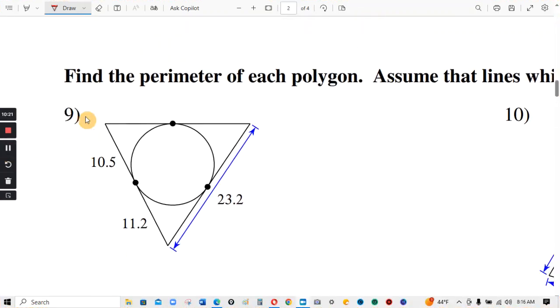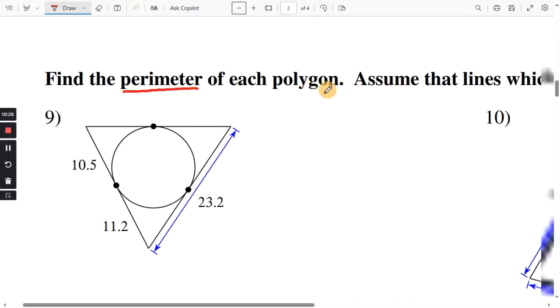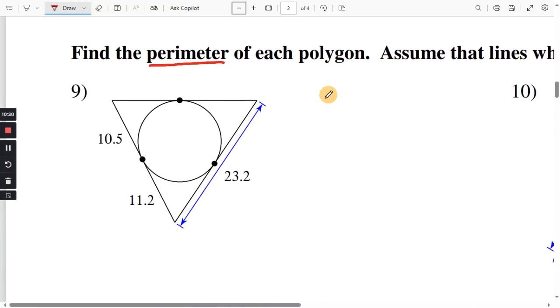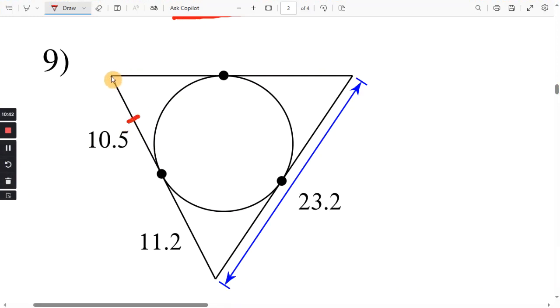All right, in this section, they want us to find the perimeter of each polygon. Assume that lines which appear to be tangent are tangent. Let's look at number 9. We're looking to get the perimeter. Let's look for the segments here. This one here is 10.5. And extending from the same point, this one here has to be congruent to this one here, so this is also going to be 10.5.